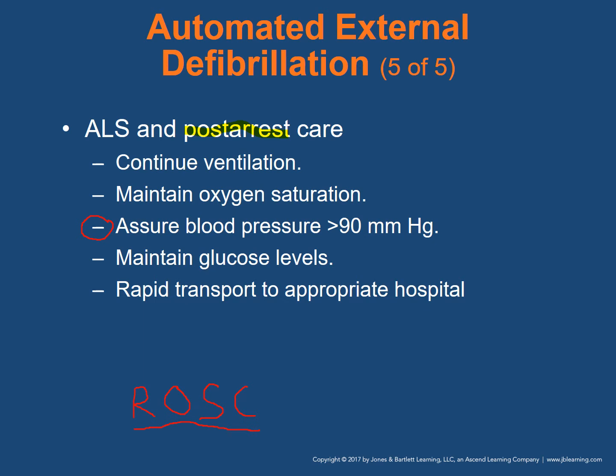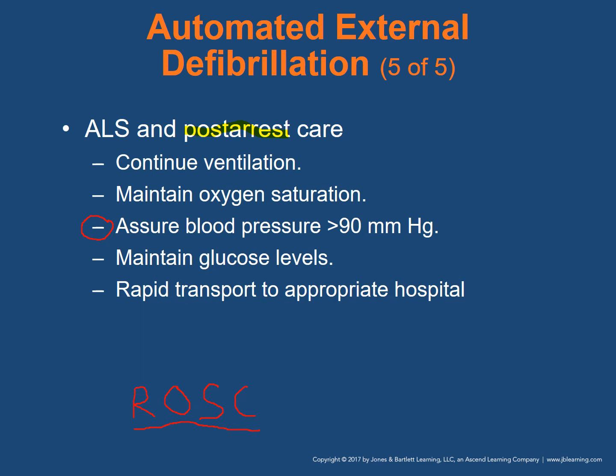But we're going to talk about that a little bit later on. We need to make sure we maintain a good oxygen saturation. We need to assure that the blood pressure is above 90 millimeters of mercury systolic. And of course, this is vitally important. That's why I circled it for you, because we know we need a good systolic blood pressure to support the efforts of the beating heart.